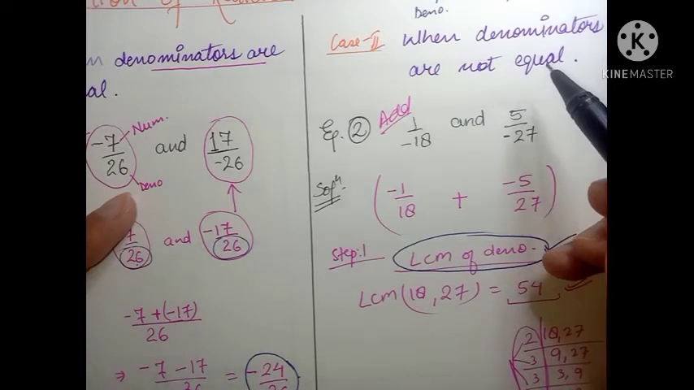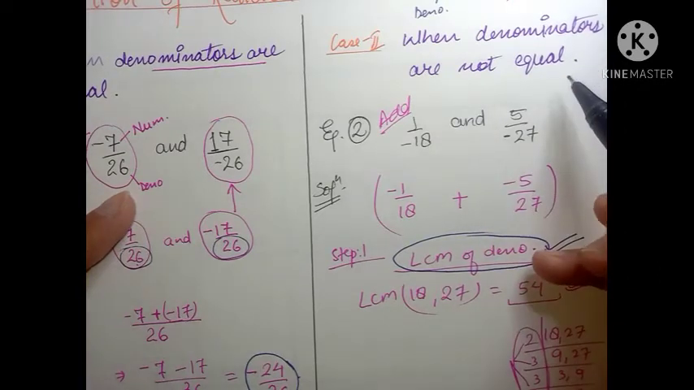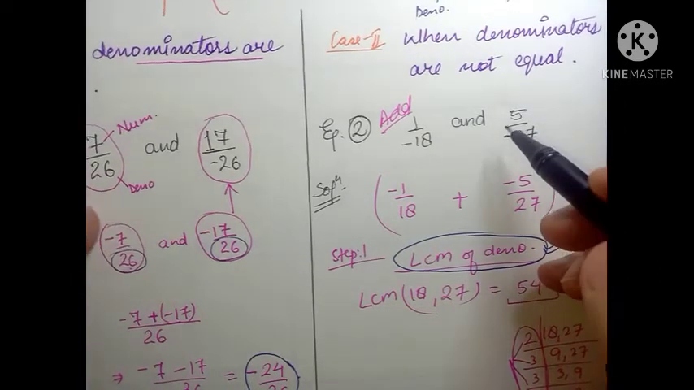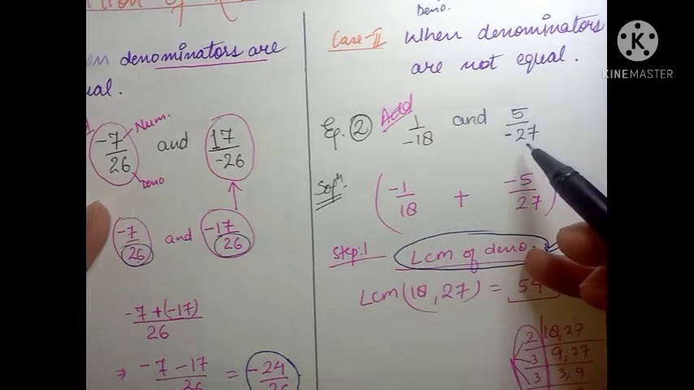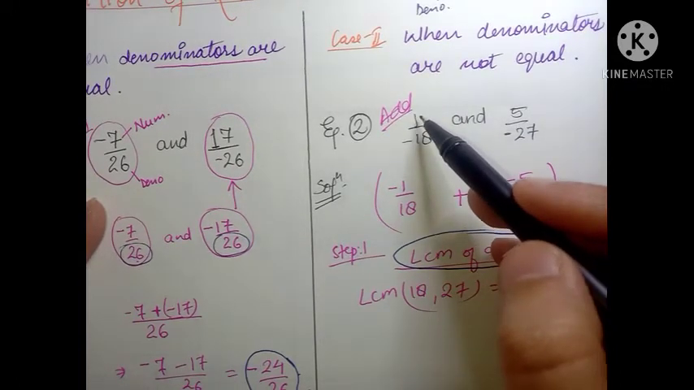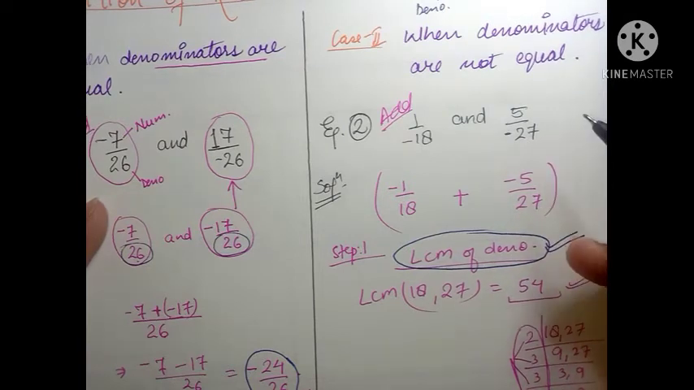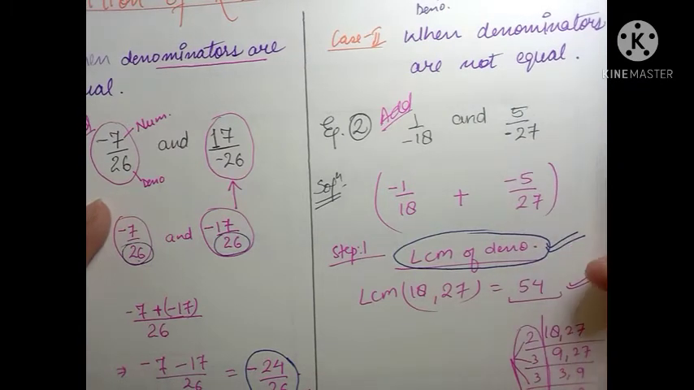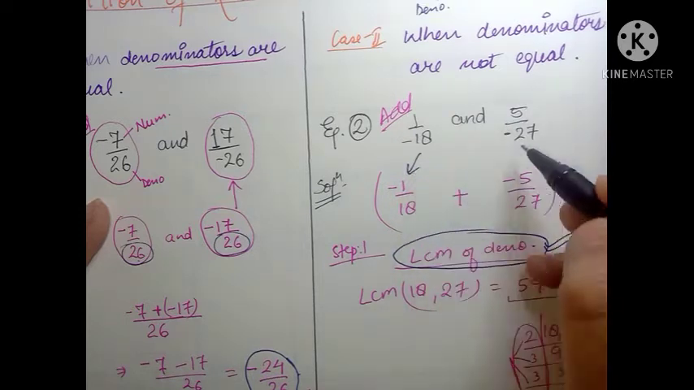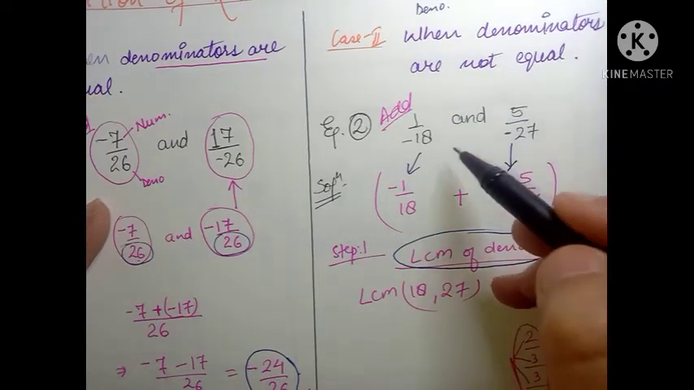The second case is whenever denominators are different or not equal. So we have taken this example. Here you can see 1 upon minus 18 and 5 upon minus 27. So the first task is to put them in standard form, right? So we have put them in standard form. Now we have to add them.